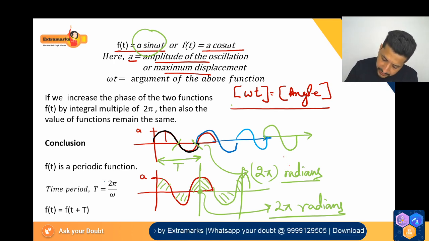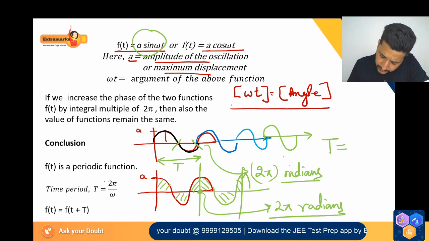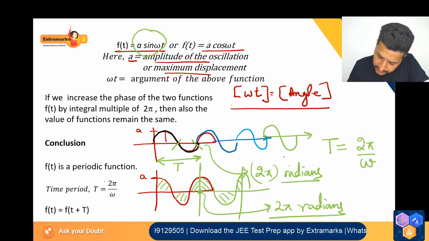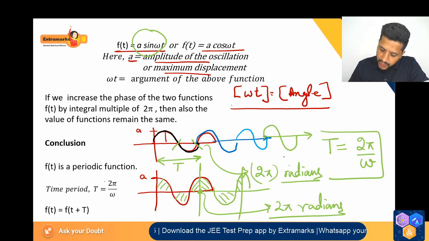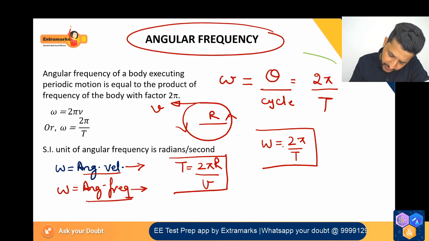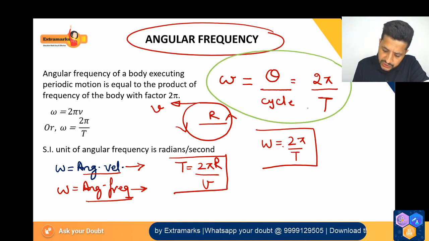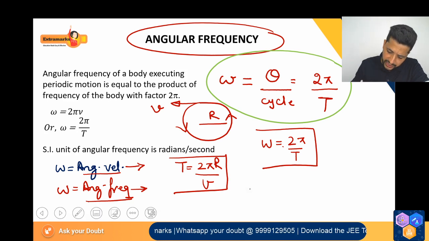So what is the time period? Time period of this particular wave is what? Time is the angle covered divided by angular frequency. Correct? How did I get this equation? Go to the previous slide. See, what is angular frequency? Angle by cycle period, correct? So 2 pi by T, so T is what? 2 pi by omega, or angle by omega.